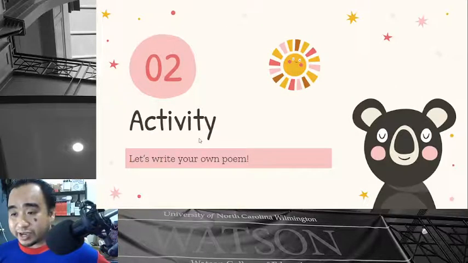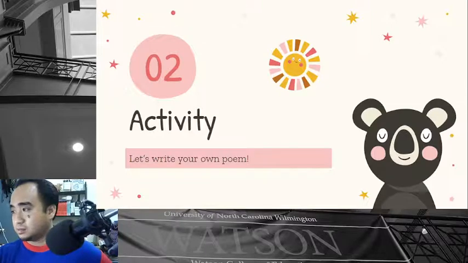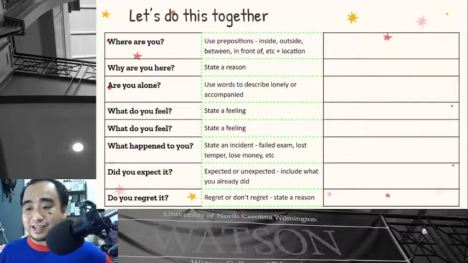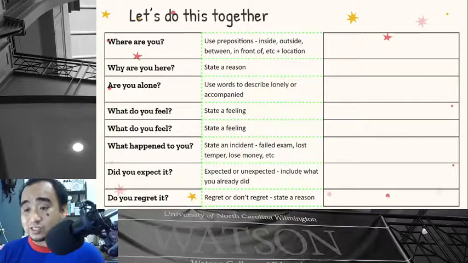So let's write your own poem. Just now we have written a poem about a lion. So next, let's do this together. There are 16 questions. For every question, there is an answer that I expect you to write. And when we arrange all these answers, at the end of the session, we can come up with a 16-line poem.